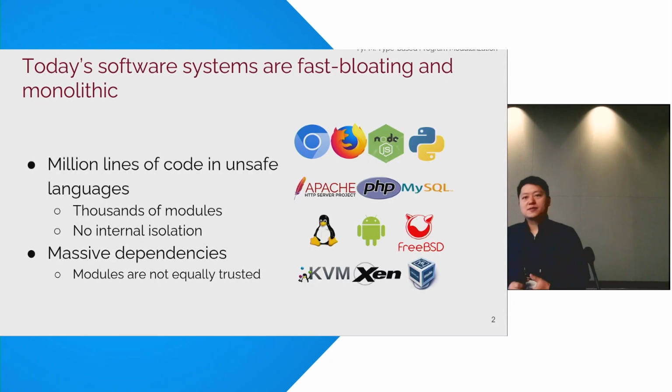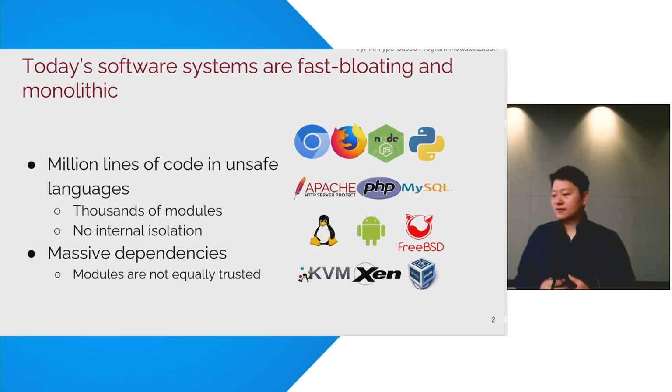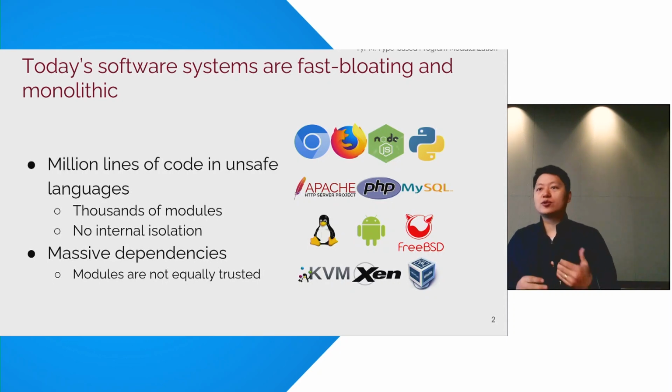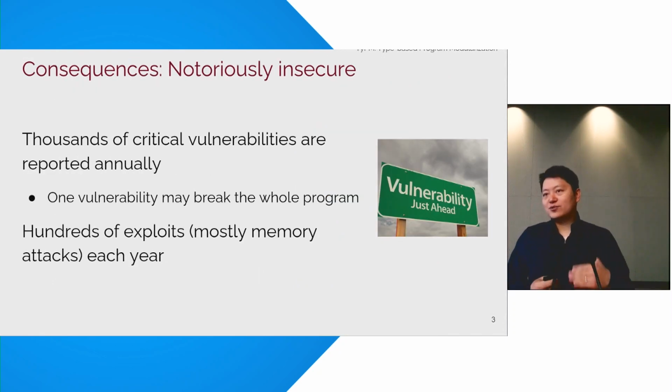Today's software systems are fast bloating and monolithic. They tend to have millions of lines of code in unsafe programming languages. They may have thousands of modules, and there's no internal isolation between these modules. And these modules are not equally trusted. Some could be less trusted and buggier. And this results in some security issues.